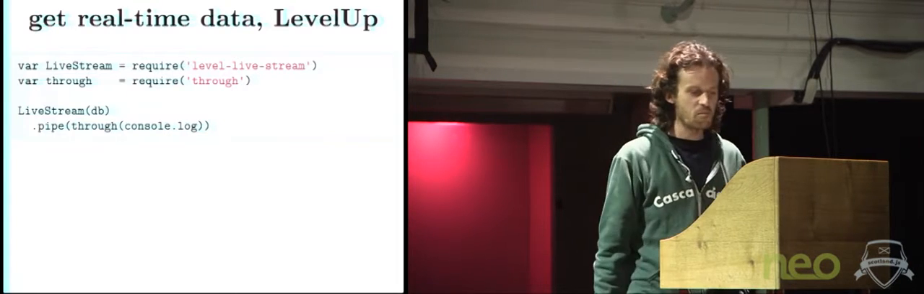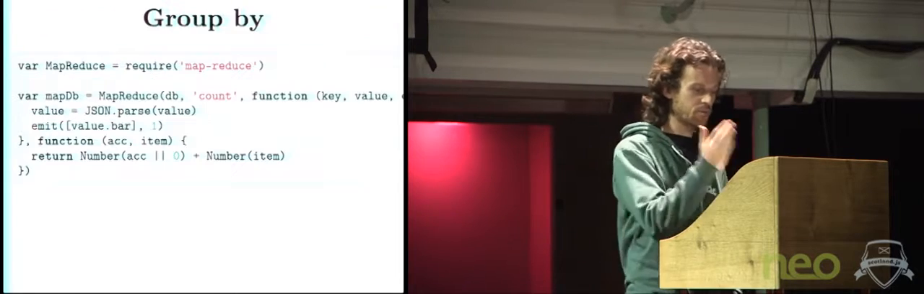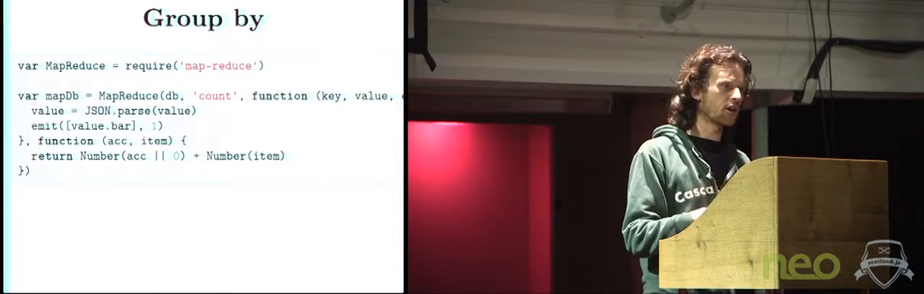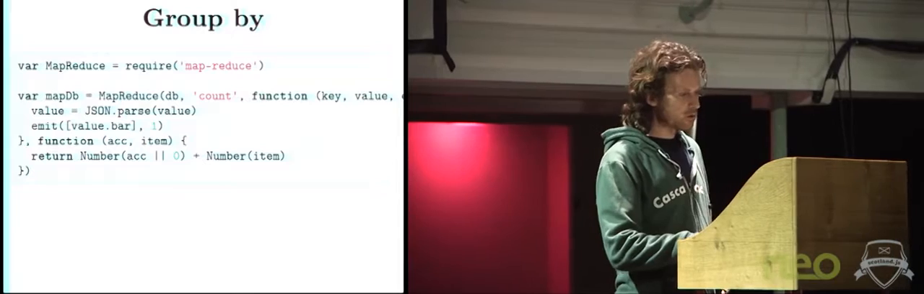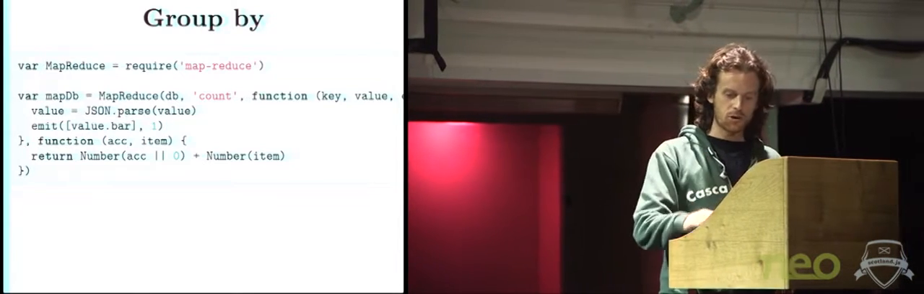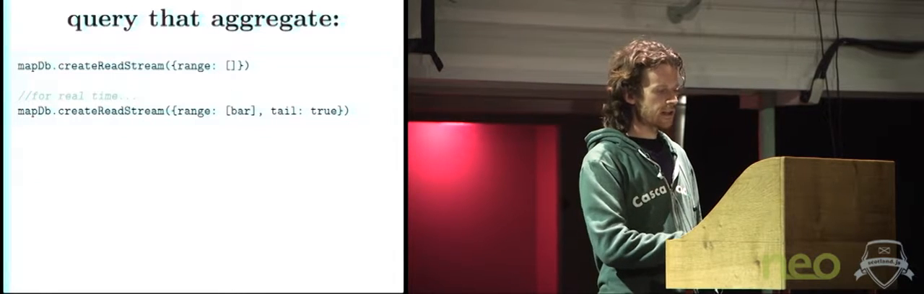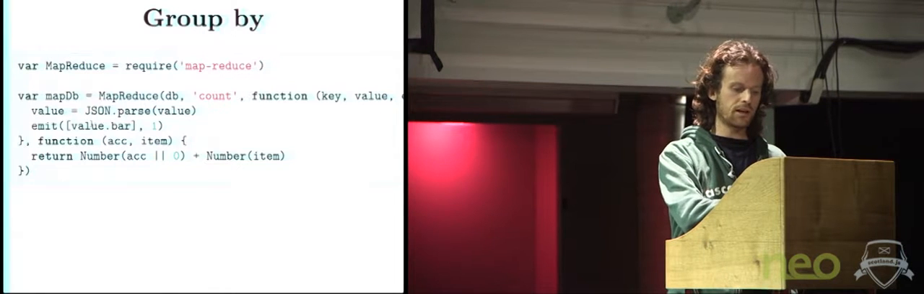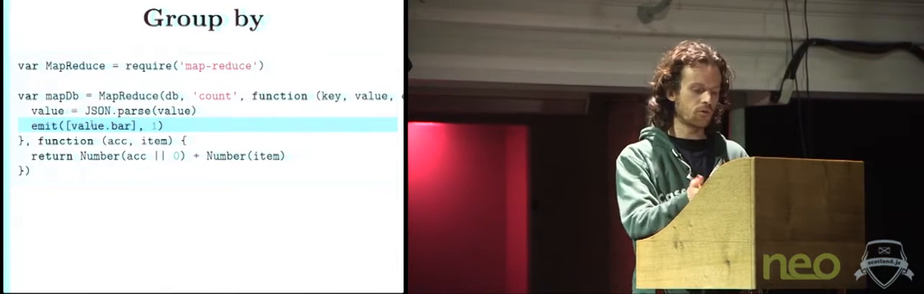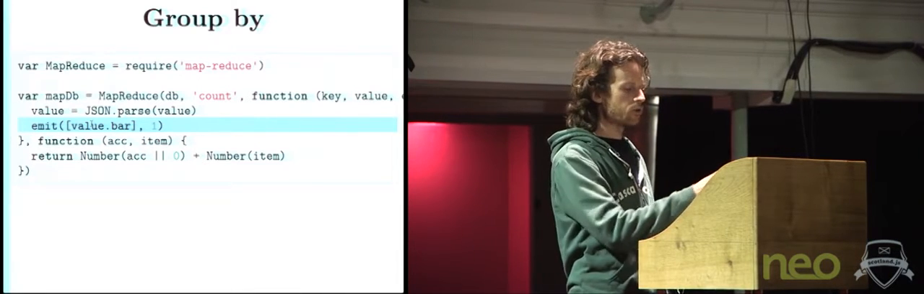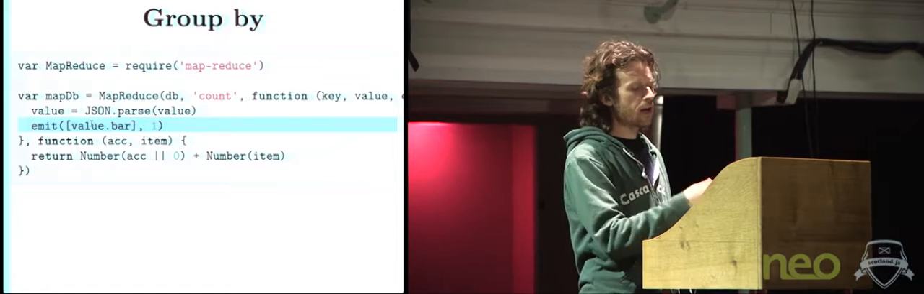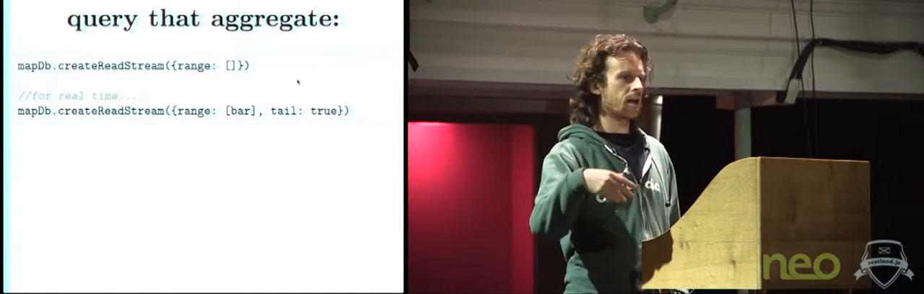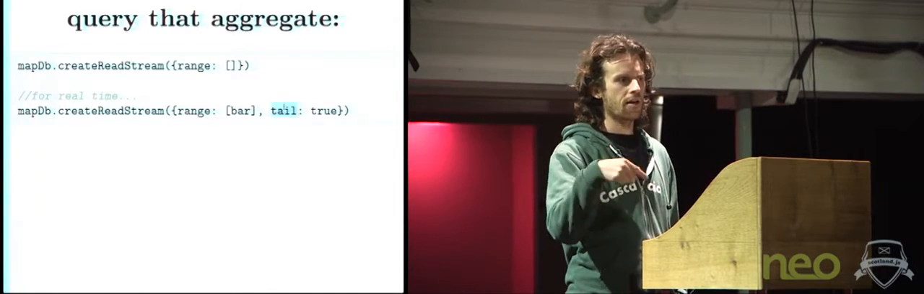So MapReduce as well. You just pass in a database, a map function, and a reduce function. That's good for aggregation, group-by kind of queries. We can query that. You create a read stream, and then the range can be, say, in this example, we're grouping by, we're emitting the key, that's some property of the object, and we're counting how many things have a certain value for bar, and then we can read it back. And if you pass in tail is true, then the connection will stay open, and you will continue to get live changes from that MapReduce.